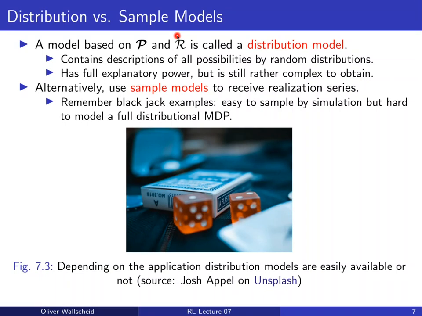However, we can also use simpler models, which are called sample models, in order to not get the full stochastic information of an MDP by P and R, but to receive certain realization series of these random distributions here. And as you may remember, in one of the previous lectures, we have also talked about the blackjack example, where it might be very difficult to derive a full distributional model, because it's a highly complex game depending on the previous game trajectory. So many combinatorial details have to be taken into account, but it's maybe easy to derive just something like a blackjack simulator based on a simple software. And then with that simple software, we could of course generate samples, which we can then use to derive that sample model.